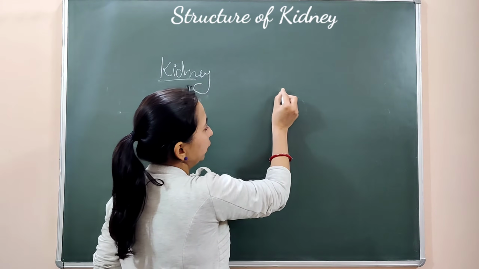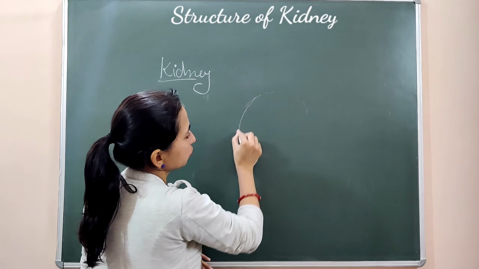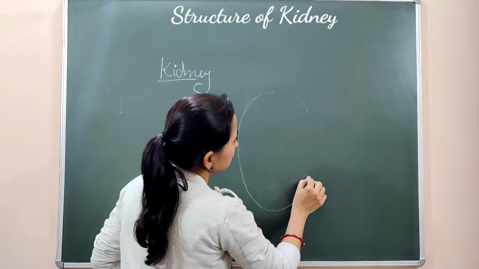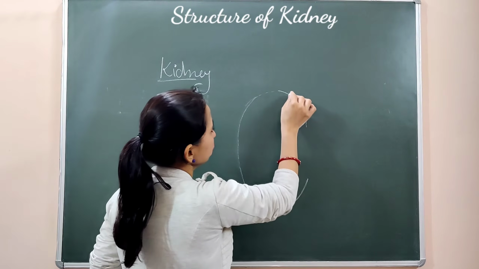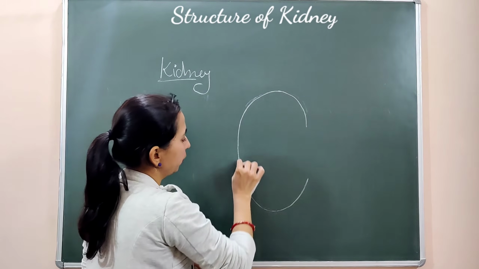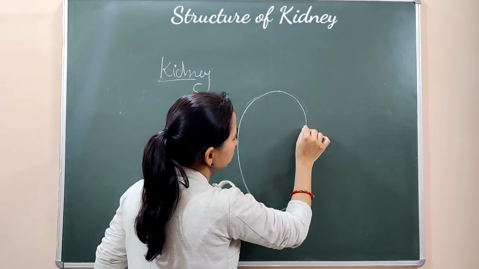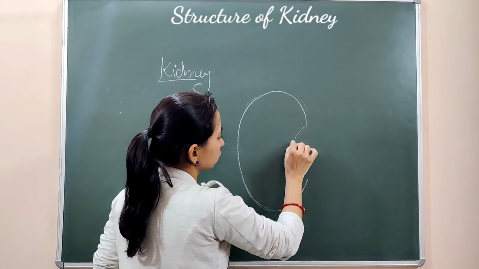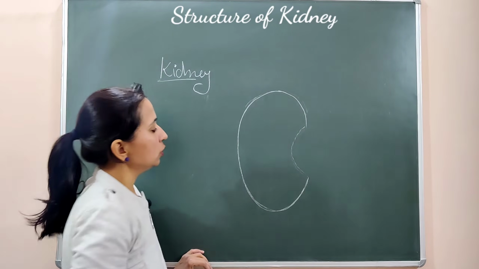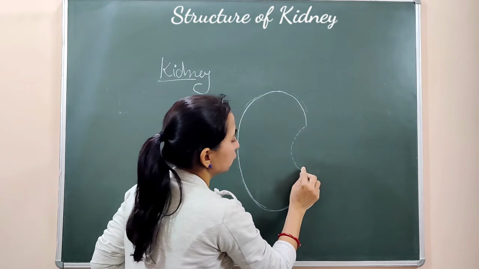As we already told you, the kidney is a bean shaped structure. So we are drawing this bean shaped structure. This bean shaped structure is the kidney. Here this is the opening part.